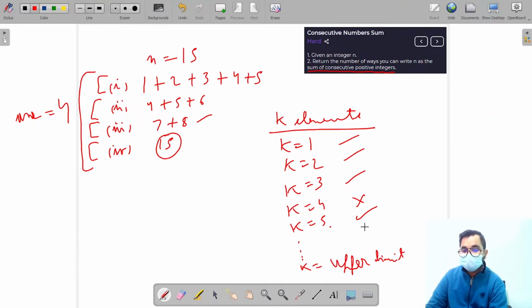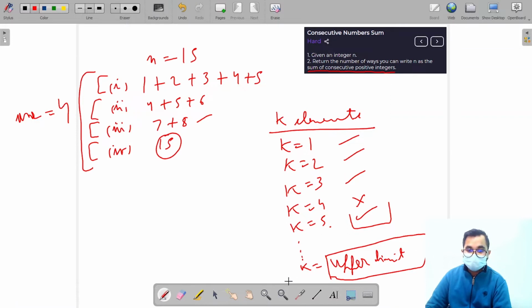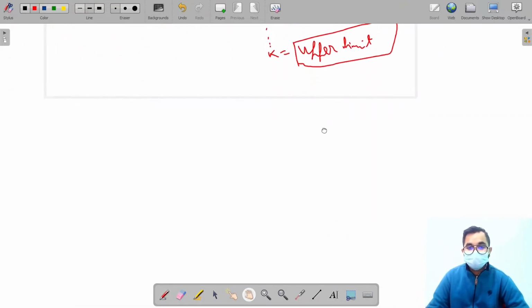How I'm going to check that, I will do this work later. But first I need to find some upper limit for k, because I don't know up to how many elements I need to check the sequence. How I'm going to check, I will discuss this later. But first I need to check how many elements the consecutive positive integer sequence should have. So I need to first find the upper limit for k.